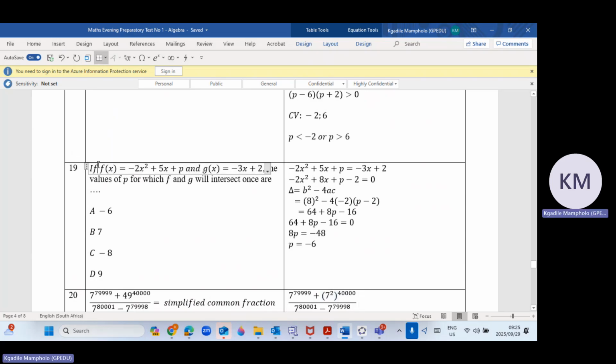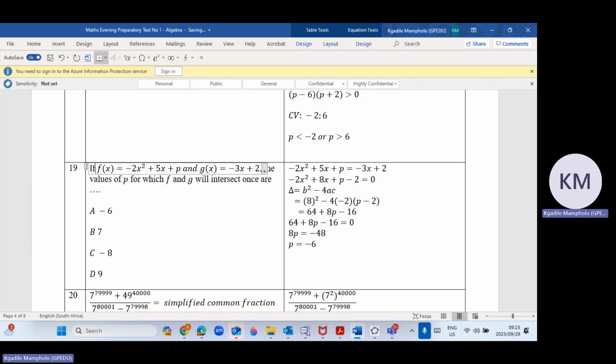In number 9, you say if f of x equals minus 2x squared plus 5x plus p, and g of x equals minus 3x plus 2, the values of p for which f and g will intersect once are. Now, first what you do, you equate the two. You'll get your equation in standard form.